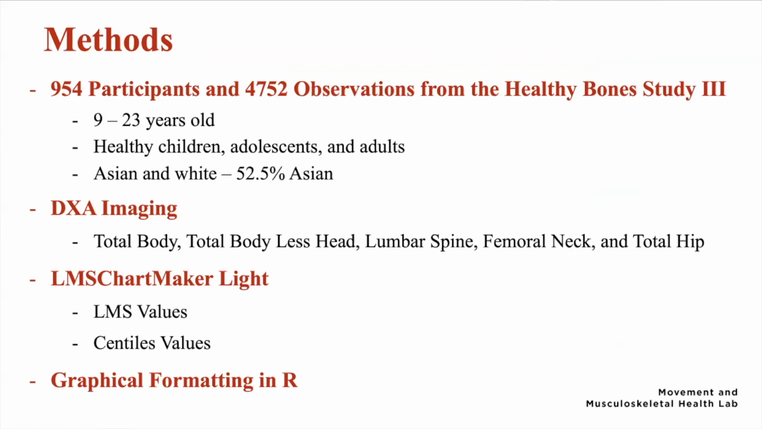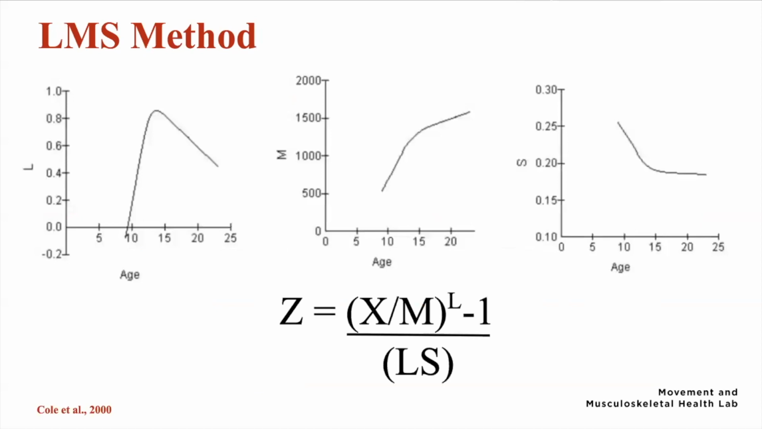And we used LMS Chartmaker Lite, which is a standard LMS creation tool that allows us to create LMS values and centile values. And we did all of our graphical formatting in R. The LMS method was developed by Cole and colleagues. Basically, L, or lambda, is the power transformation, so that's an exponent that is applied to the whole data set to help it better resemble a normal distribution. The M value is the median, and the S value is the coefficient of variation of the data set. All these values can then be plugged into this z-score formula, and this allows us to get a z-score for all the bone values.